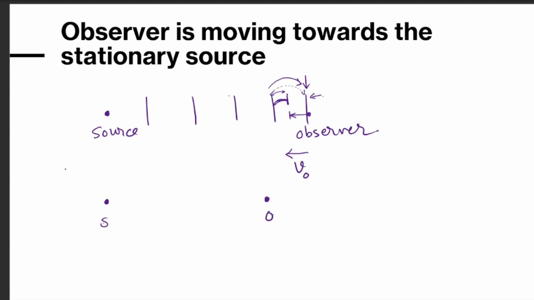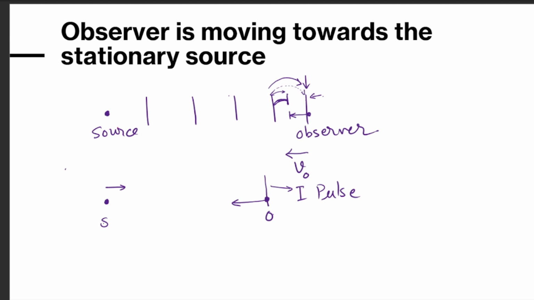Observer, the first pulse is emitted the moment the first pulse reaches the observer. The observer heard the first pulse, and immediately, not wasting any time, started moving towards the source. The second pulse will be emitted after time t, right?